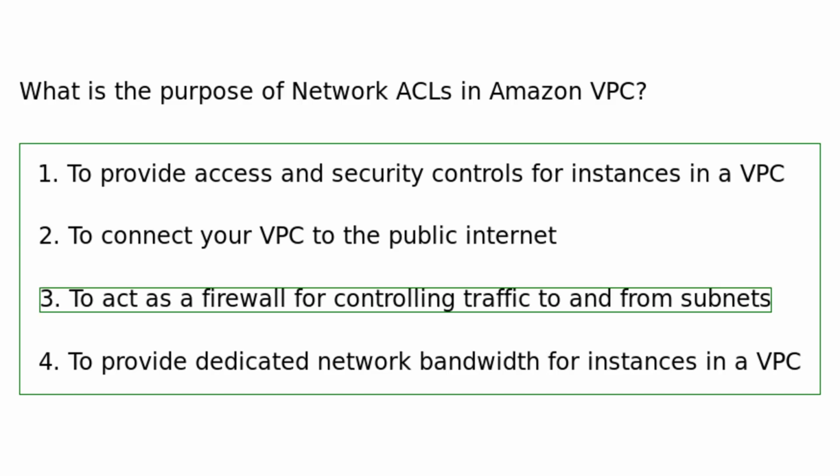Network ACLs in Amazon VPC act as a firewall for controlling traffic to and from subnets, allowing you to define rules to allow or deny traffic based on IP addresses, protocols, and ports.